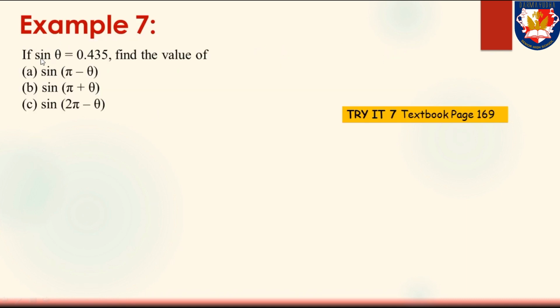Example 7. If sine theta equals 0.435, find the value of A. Sine of pi minus theta, B. Sine of pi plus theta, C. Sine of 2 pi minus theta. And here is the solution.